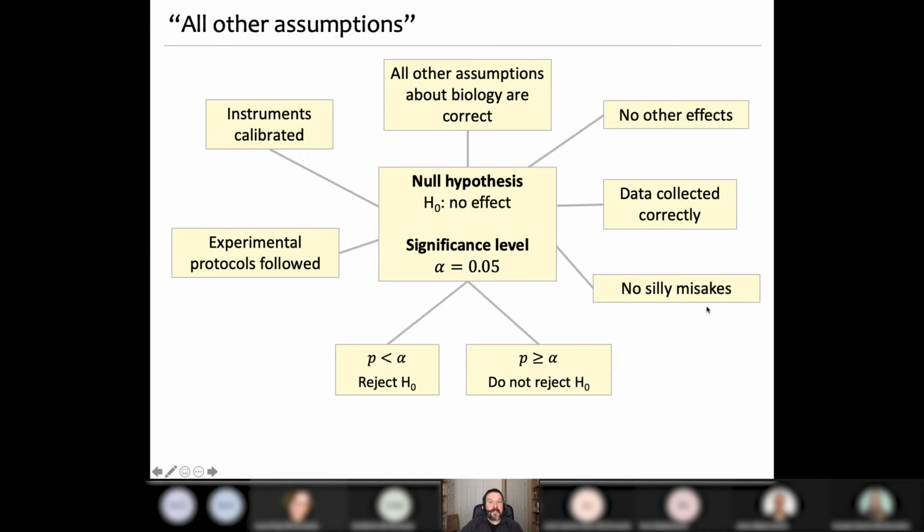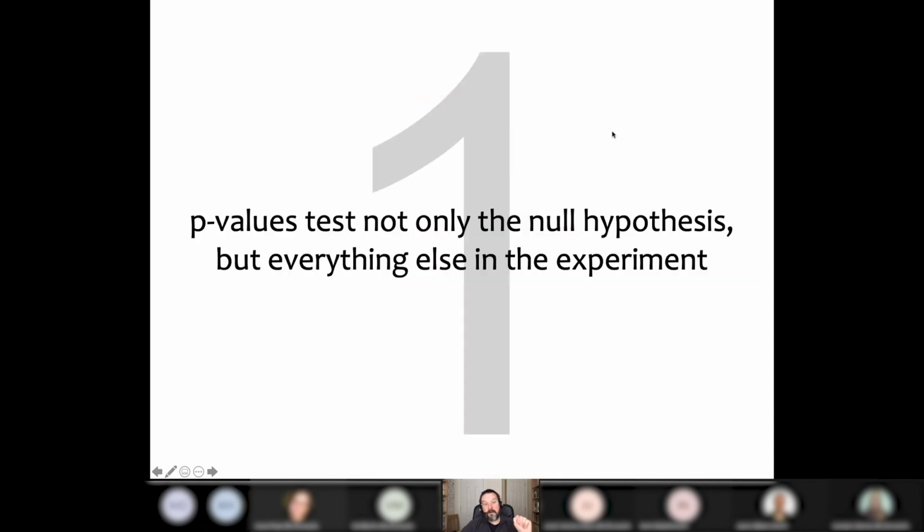If any of these things fails, if, for example, there are some additional effects you are not aware of, you can get a p-value less than alpha, and then you will reject the null hypothesis. But it's not because the null hypothesis is not true. It's because some other effect can affect your result. This is our big number one. P-values test not only the null hypothesis, but everything else in the experiment.